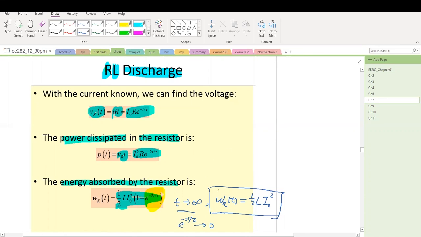So we can see with time going, eventually the energy stored in the inductor is transferred completely to the resistor. This is the source-free response of RL circuit.